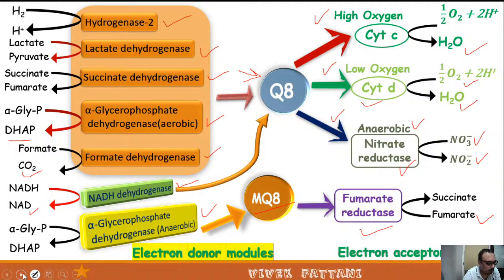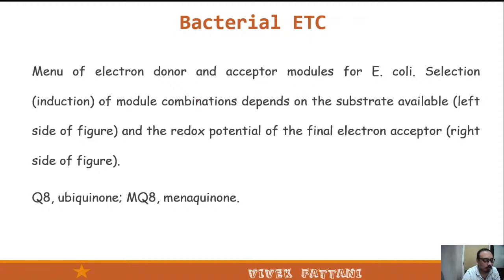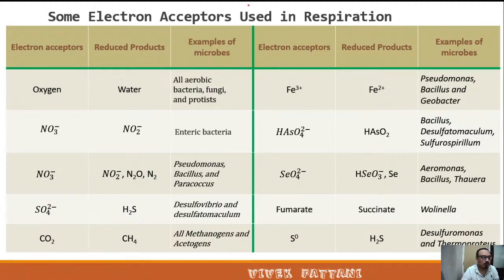Okay, I'm moving forward then. Now, as I already discussed this one in the diagram, some of the electron acceptors are used in the respiration. This will be your table, your explanation for the anaerobic respiration also. One by one I am going to discuss different types of electron acceptors used in respiration, and most of it will be anaerobic respiration.